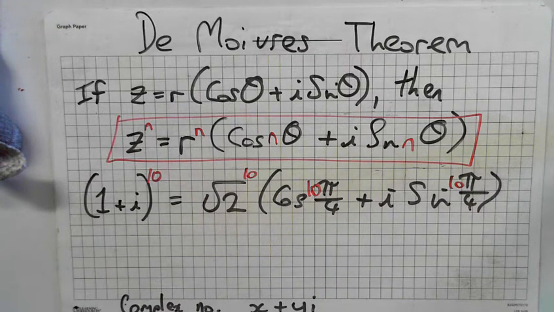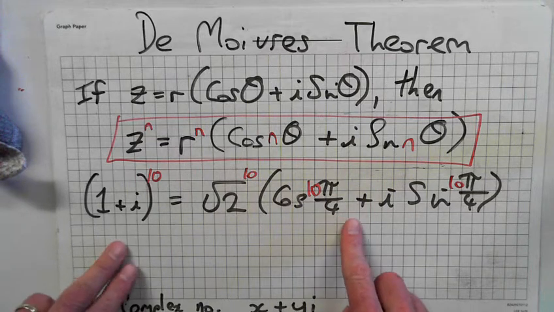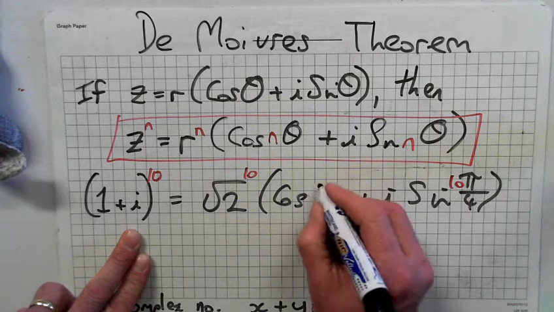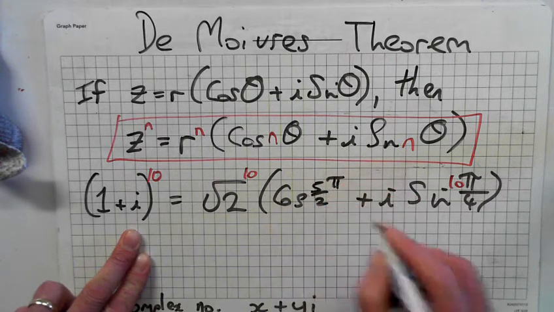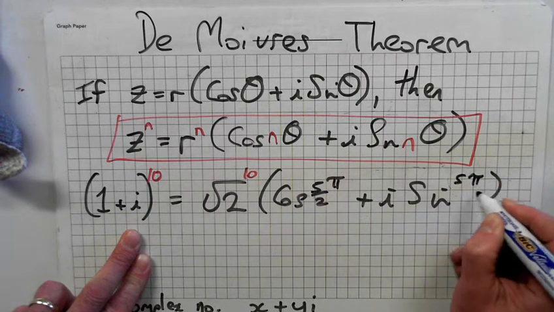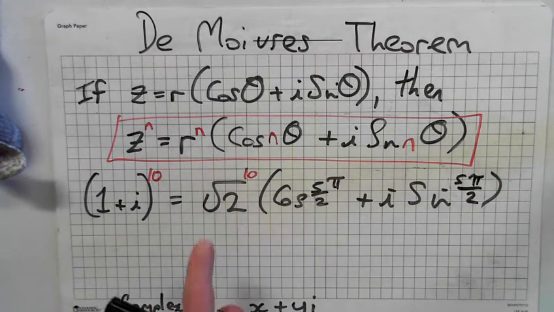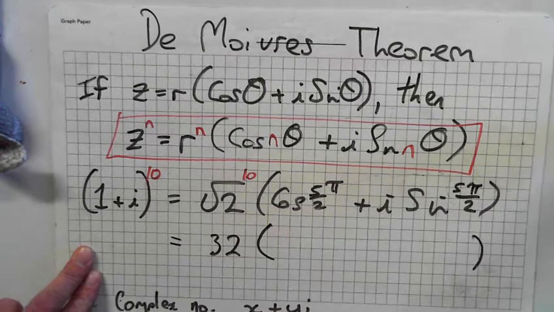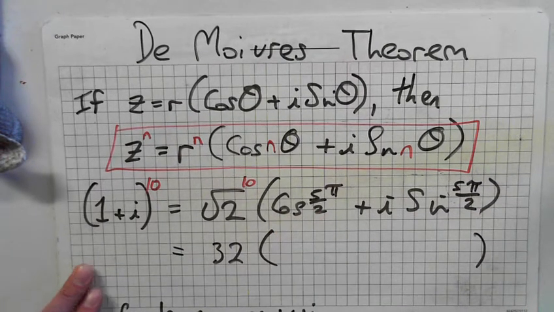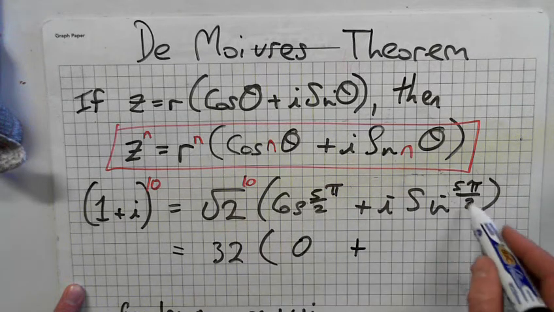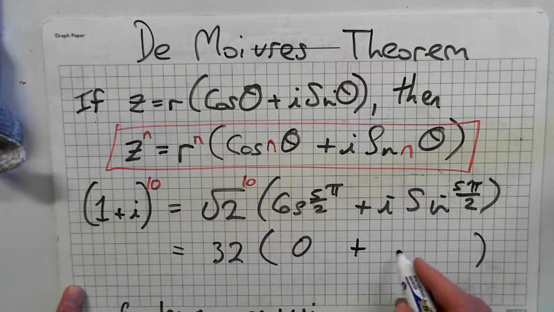So 10 over 4 is the same as what fraction? 5 over 2, or 5 pi over 2. Square root of 2 to the power of 10, if you do it in the calculator, is equal to 32. If you get cos 5 pi over 2, it's equal to 0, and the sine of 5 pi over 2 is equal to 1.